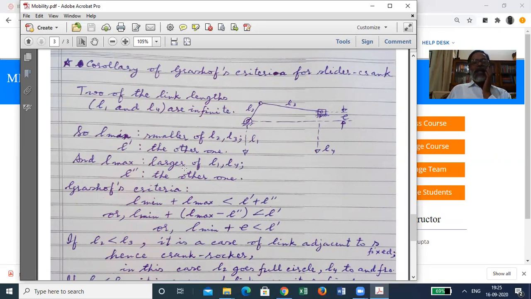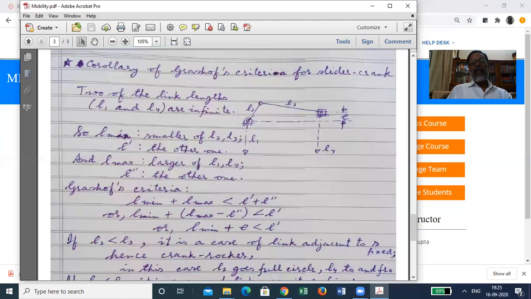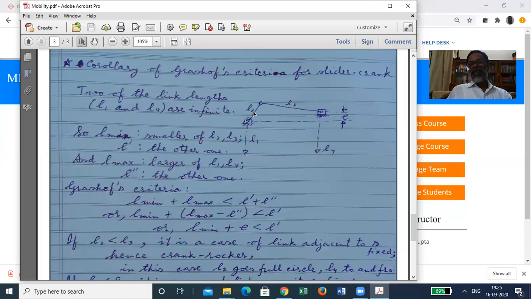Now, if L2 is smaller, then which case do you have? You see, in this case, the fixed link is actually L1, which is a large link, and cannot be the smallest. So you have only these two as candidates. If L2 is smaller, then the frame is adjacent to the smallest link. In that case, you are getting a crank rocker. So it is a case of link adjacent to S fixed, hence crank rocker.